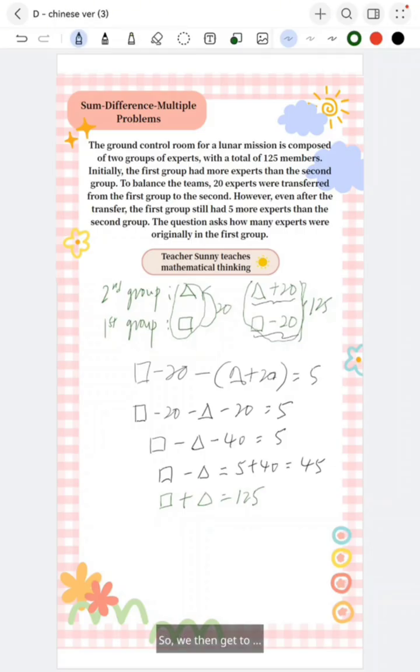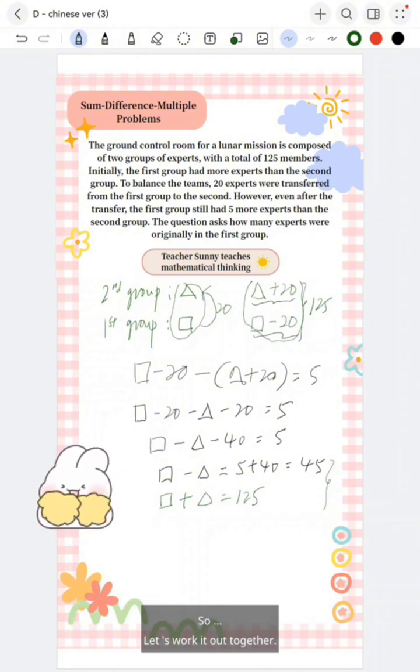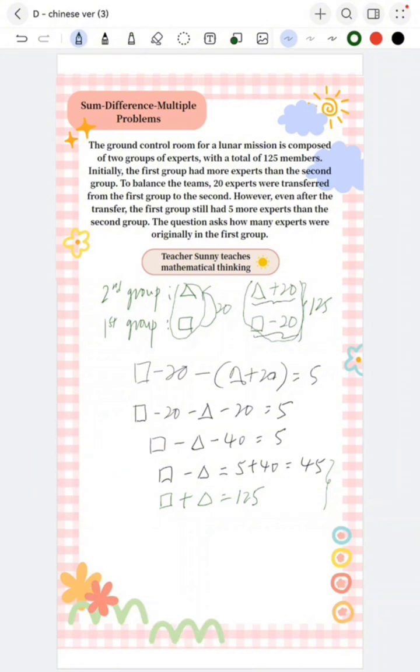So we then get one difference and one sum. With both the difference and the sum, it's easy for us to solve. We just take this difference and this sum, add them together, or subtract them, and we can solve this problem. So, let's work it out together.